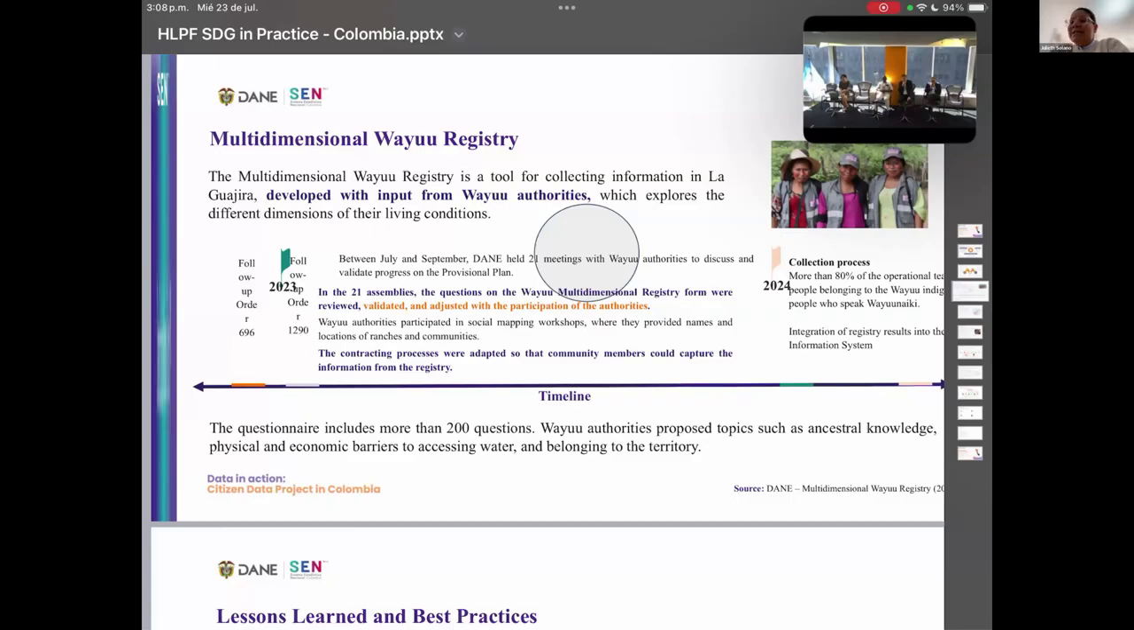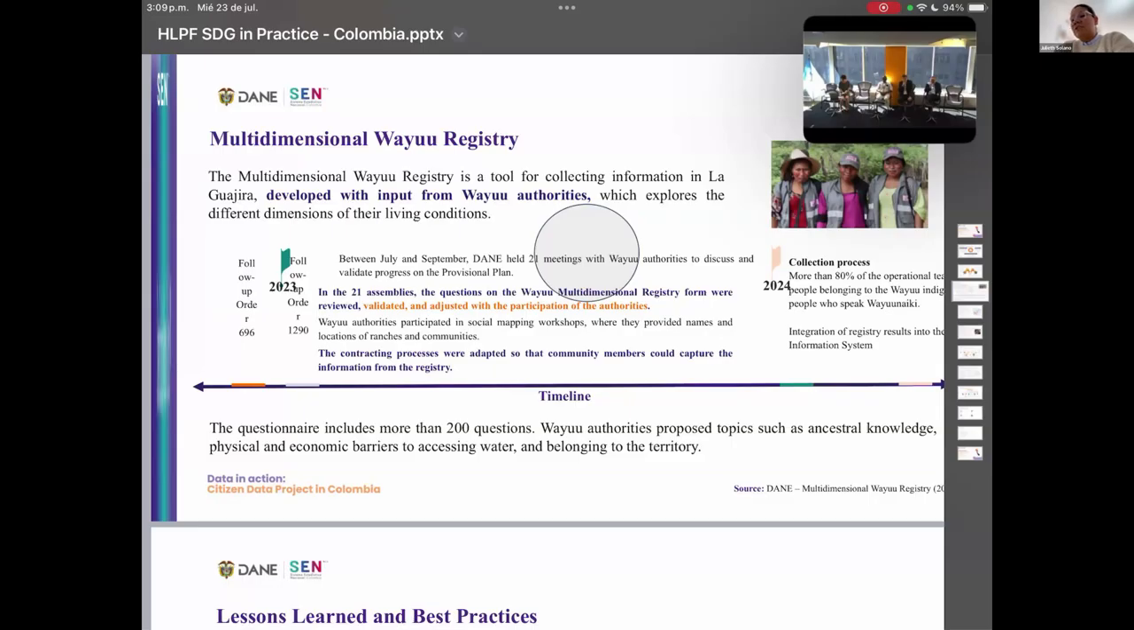The next adjustment that we needed to execute in order to facilitate the integration of the communities in the statistical process was to adjust all our contracting processes in order to facilitate the engagement of community members in the component of capturing information. In 2024, we started the collection process. More than 80% of the operational team are people belonging to the Wayuu indigenous community, and these people speak Wayuunaiki, the traditional language of this community.